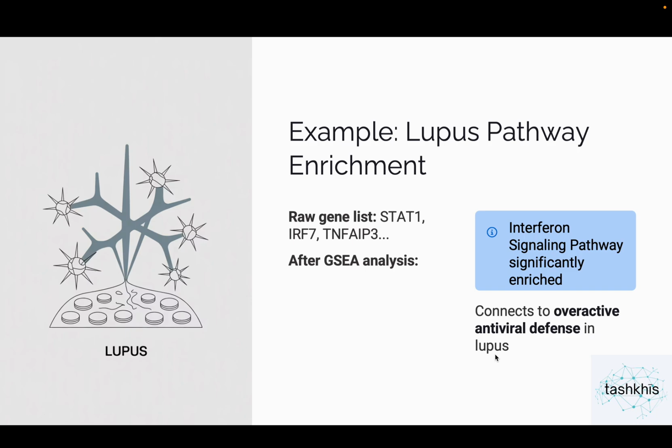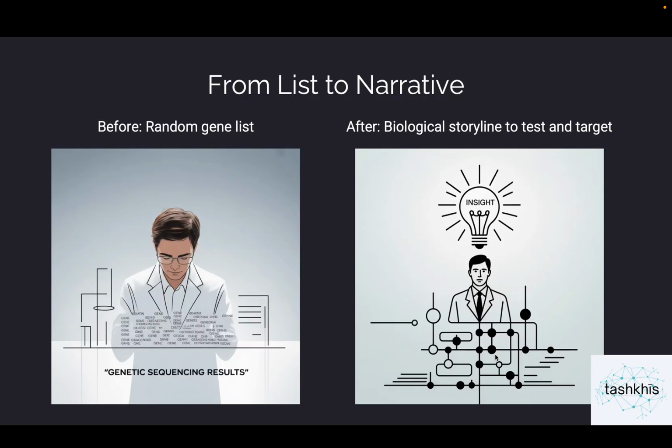Now the story clicks. Lupus isn't just random. It's tied to a runaway antiviral defense system. This shift is powerful. Without enrichment, you just have a long list of genes. With it, you have a biological narrative, a storyline you can test, validate, and maybe even target with therapies.